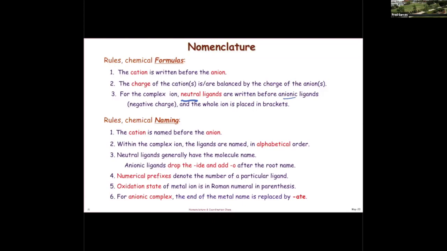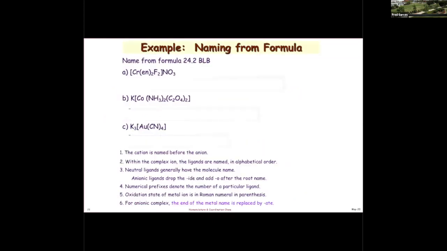an example. Say we have this compound right here. So we want to write the formula, or we have the formula and we want to name it. So this is called the ethylene diamine, that's called fluorine. Ethylene diamine is E, fluorine is F. E comes before F. So in alphabetical order, ethylene, and there's two, so it's bis ethylene diamine, difluoro chromium.